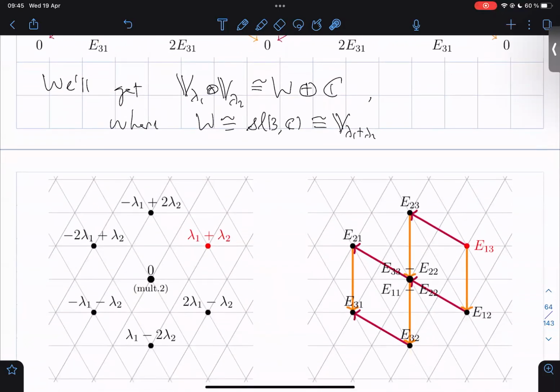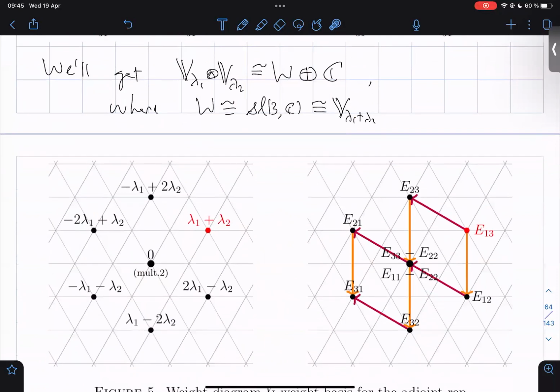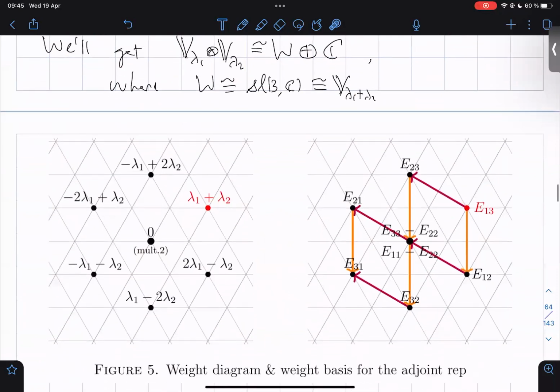Here's the story more abstractly, in terms of weights. So this is the weight diagram. We started here, and I've put this into the root diagram, but it shouldn't be in this diagram particularly. This vector corresponds to this weight.